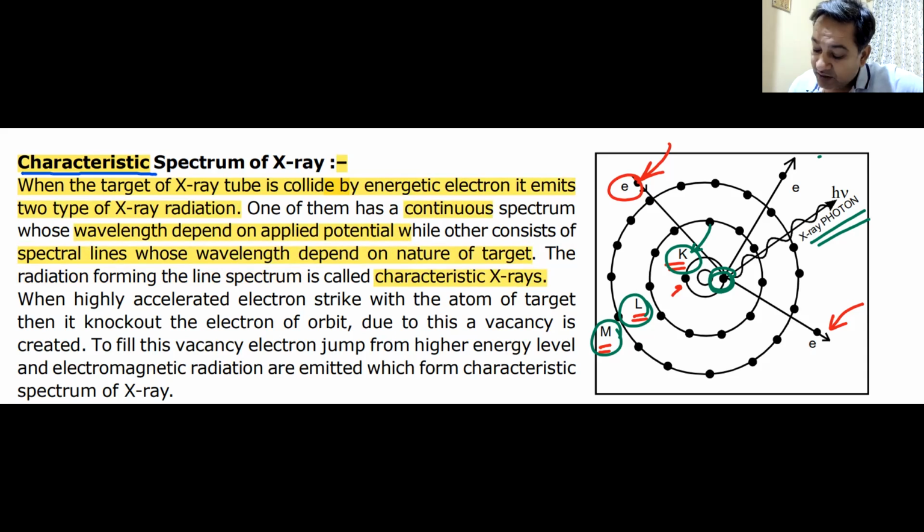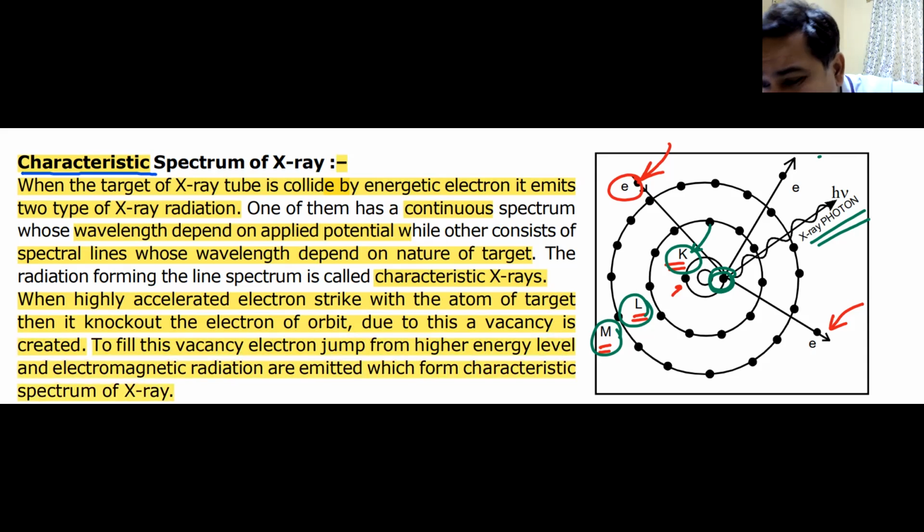Yes, sir. When highly accelerated electrons strike with the atom of the target, then it knocks out the electron of the orbit. Due to this, a vacancy is created. Do we understand this? Yes, sir. To fill this vacancy, electrons jump from higher energy level, and electromagnetic radiations are emitted. This is known as characteristic X-ray. Do we understand this? Yes, sir.